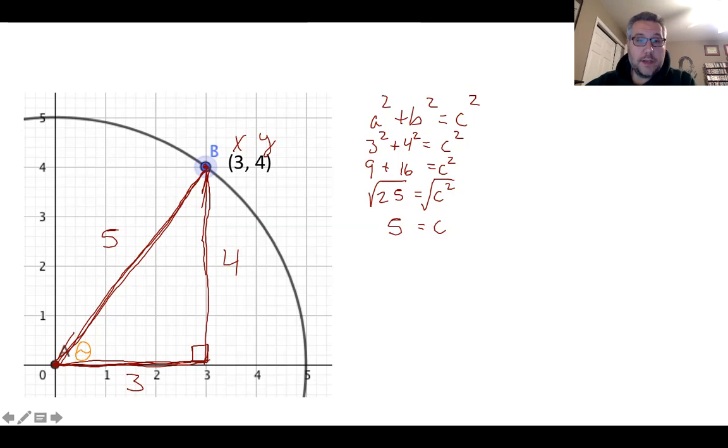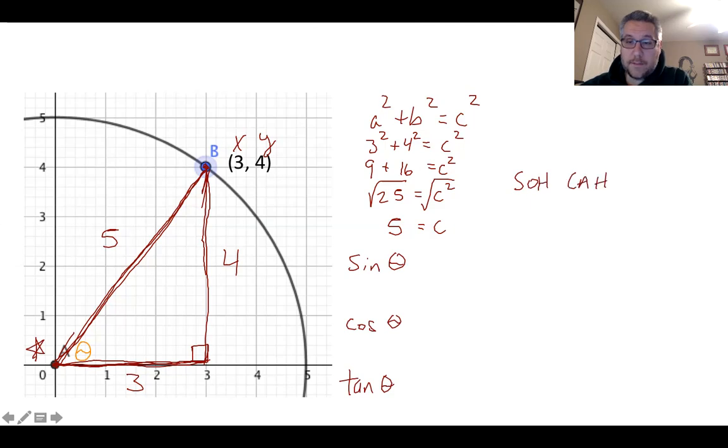Now, starting here as our reference angle, we're going to figure out the sine of theta, the cosine of theta, and the tangent function from theta. Remember our little jingle, SOHCAHTOA. This should help us. If you put your pencil in your brain right here, sine means opposite over hypotenuse. So from here, the opposite is 4 and the hypotenuse is 5. That's your sine ratio. Done.